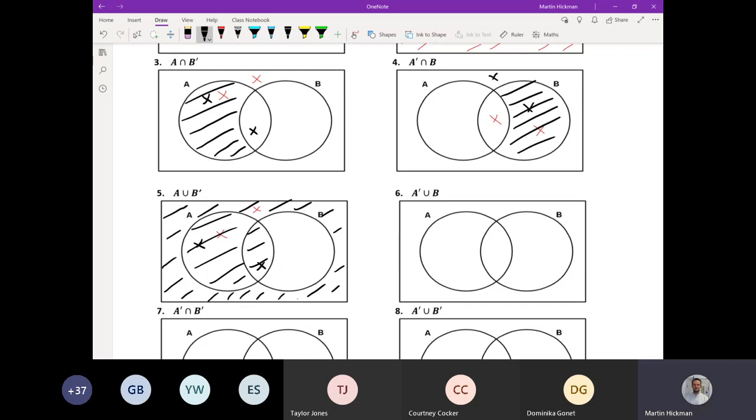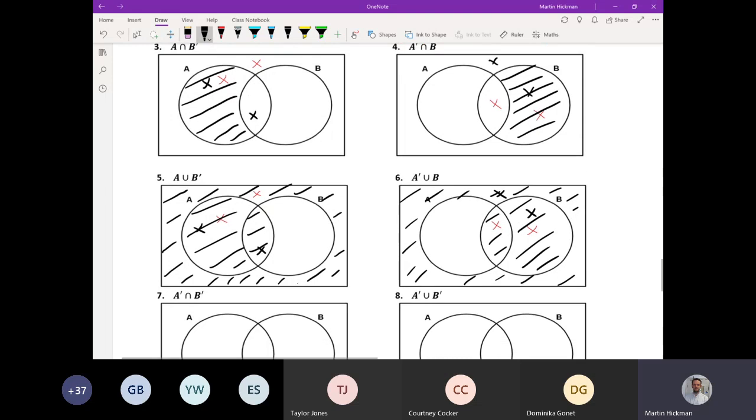Then we've got 6. So I'm going to first shade in where A is not happening. Put the crosses there, sorry, where A is not happening. And then where B is happening, I'll put the red crosses. Because this is or, this time I'm just going to shade anywhere where there's at least one cross. And it will look something like this.